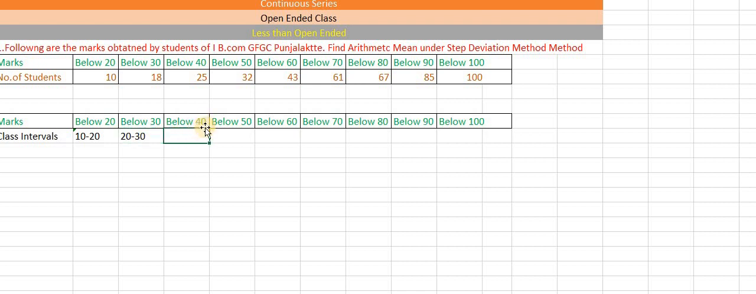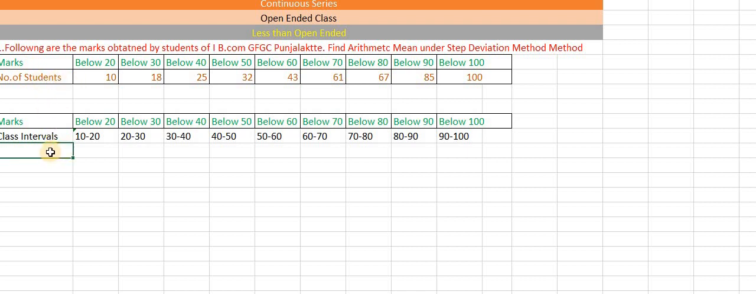The upper class limit is 40 minus the class interval 10, so the lower class limit is 30. So 30 to 40. And here 40 to 50, here 50 to 60, 60 to 70, 70 to 80, 80 to 90, and the last one 90 to 100. So this is the first case, finding the class intervals.